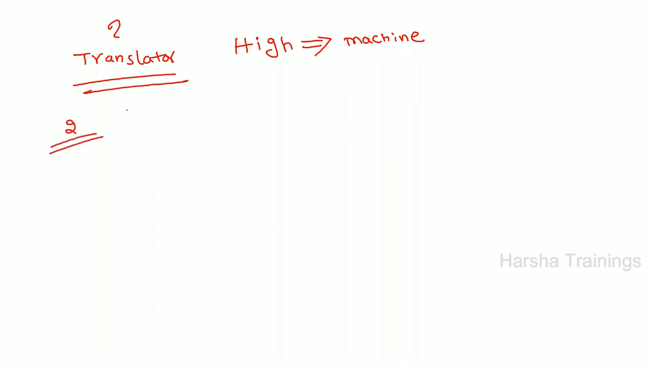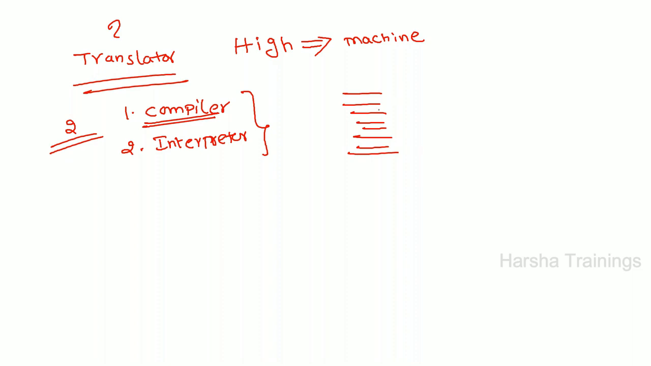We have two types of translators. One is compiler, the second one is interpreter. We have to know the difference. One translator is compiler, another translator is interpreter. So what is meant by compiler? The task of both these things is converting high level language into machine level language, but the way they are doing it is different. For example, assume this is my program. The compiler converts the entire program into machine level language at a time.